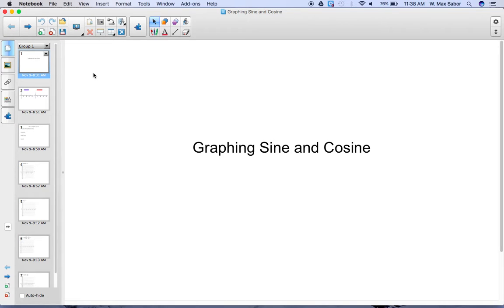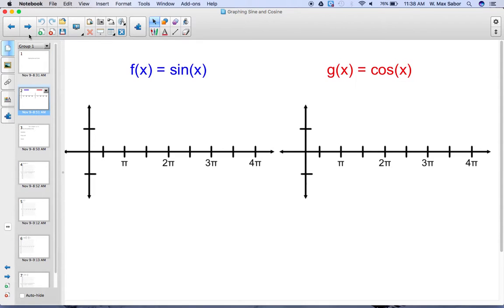Let's graph sine and cosine. So, what are sine and cosine?